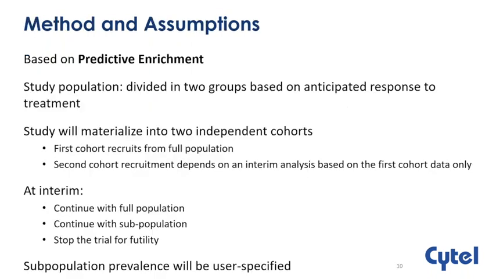So as I mentioned, our method today is going to be based on predictive enrichment. The population is going to be divided in two groups based on this anticipated response to the treatment, and the study would materialize in two independent cohorts. So we're going to have the first cohort, which is going to be recruited from the full population. Then we're going to have the interim analysis, and then the second cohort, whose recruitment will depend on the results of the interim analysis based on the data that we have from the first cohort alone. And then at that interim, you may either continue with the full population, with the subpopulation, or you might stop the study.